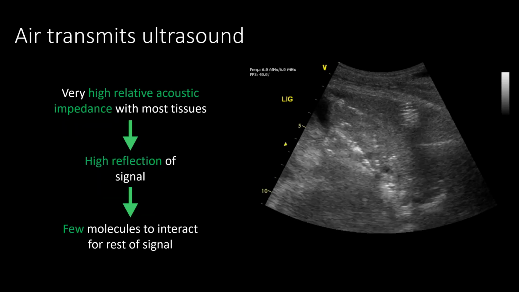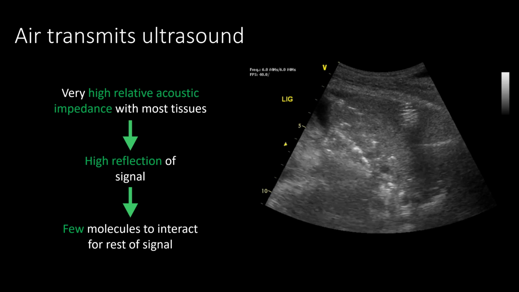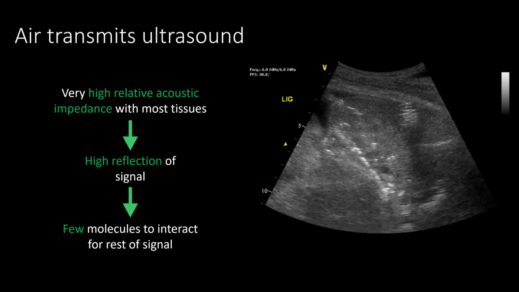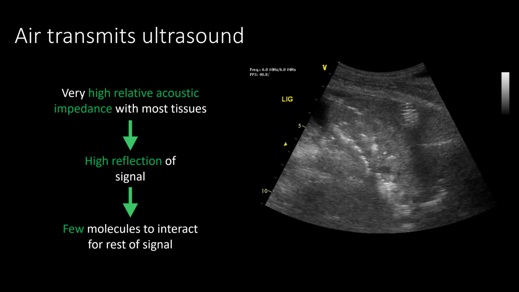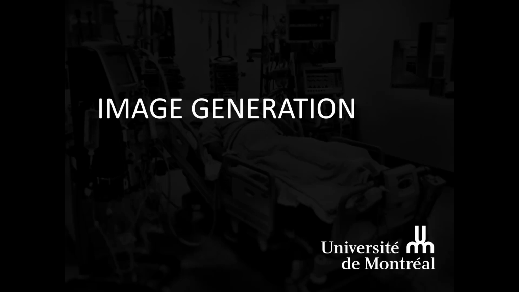As we described, air does transmit ultrasound. However, as you've seen, this has very high relative acoustic impedance with most tissues, and thus high reflection. Very little signal is thus available for deeper tissue interactions. Image generation can be understood using all those principles, and we will go over them now.